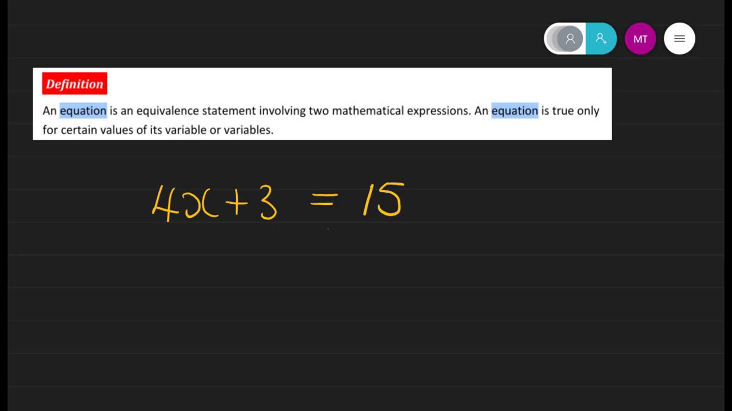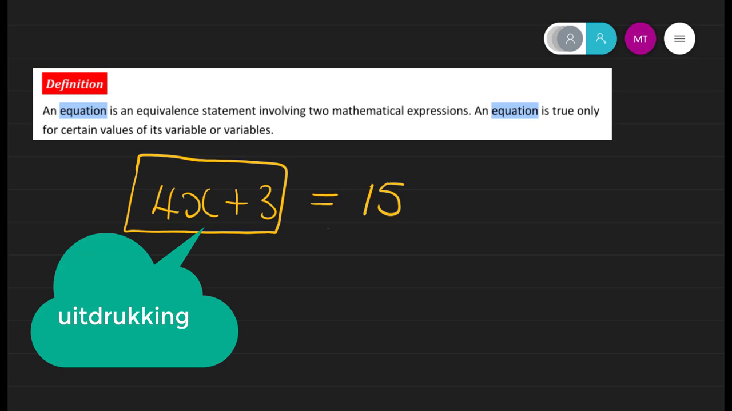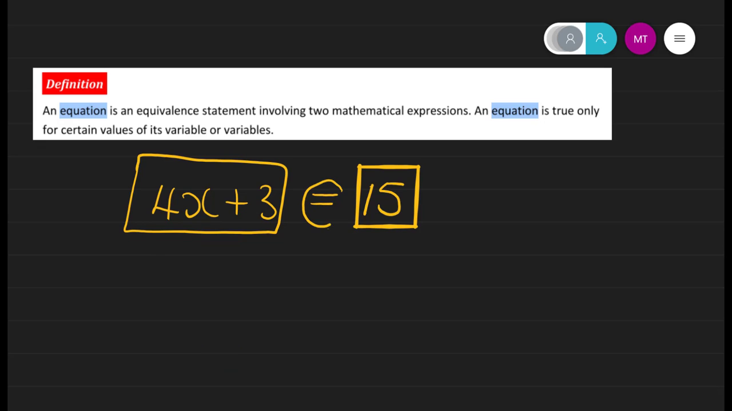So let's look at this example. This example is 4x plus 3. Do you see this 4x plus 3 is an expression? And 15 is also an expression. So it involves an equivalence. It means they are equal to each other. Two expressions that are equal to each other. Remember, an algebraic expression does not have an equal sign, while an equation does have an equal sign.